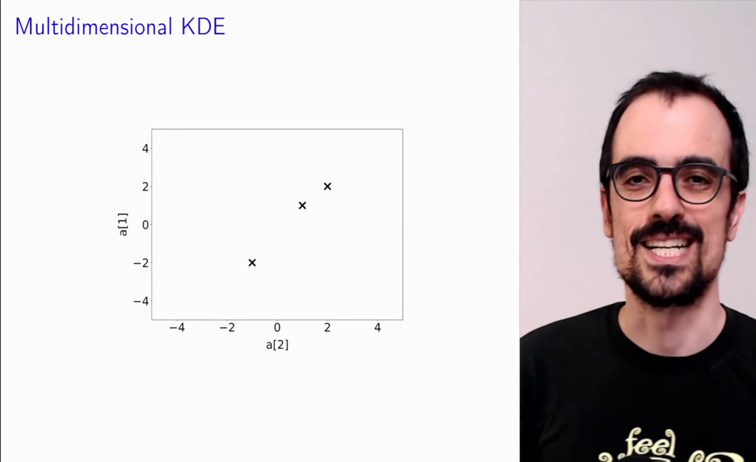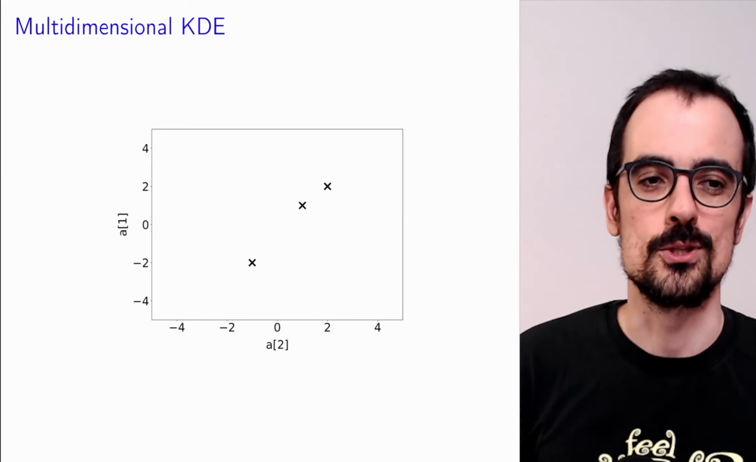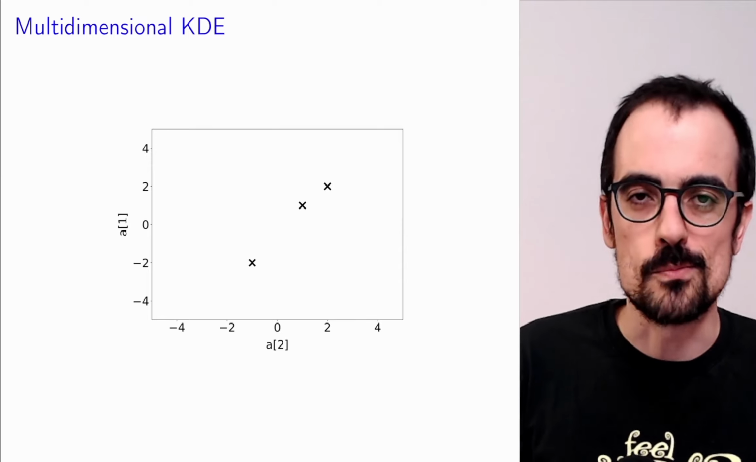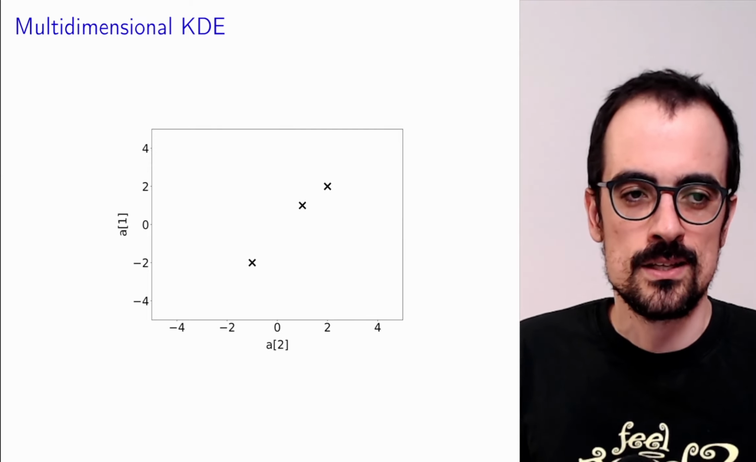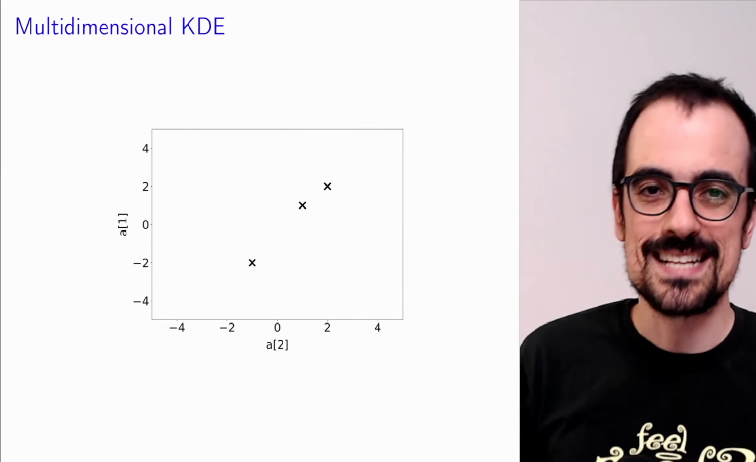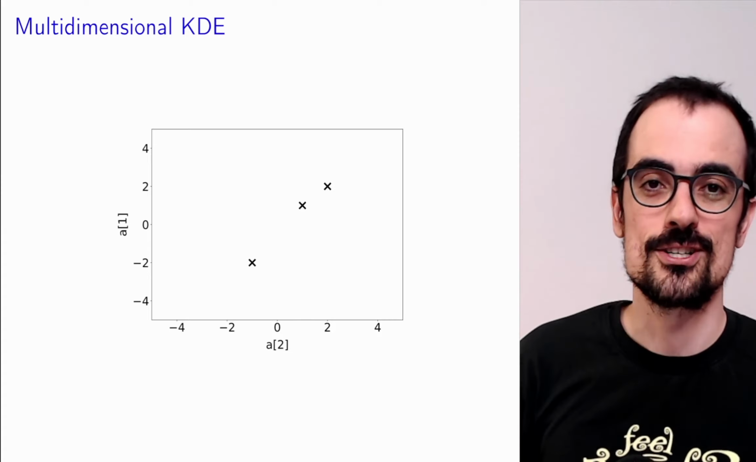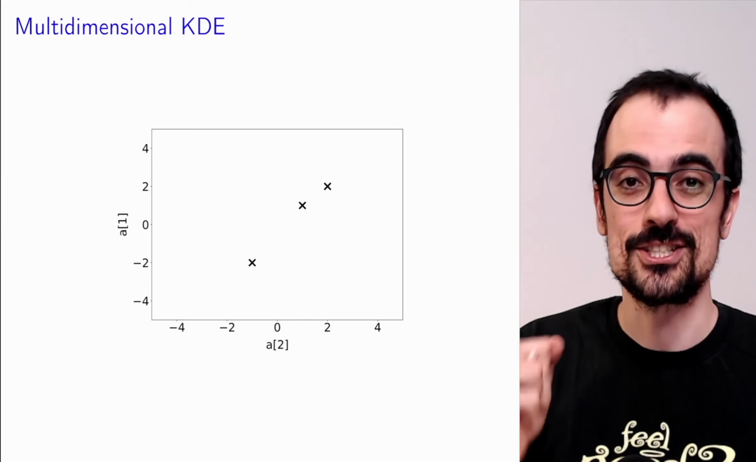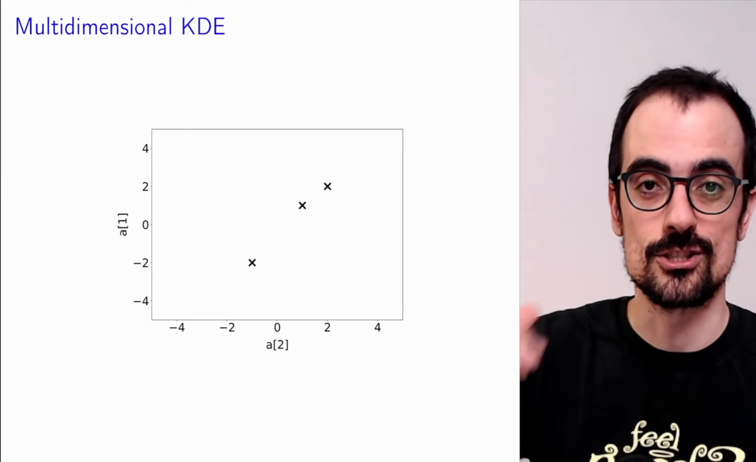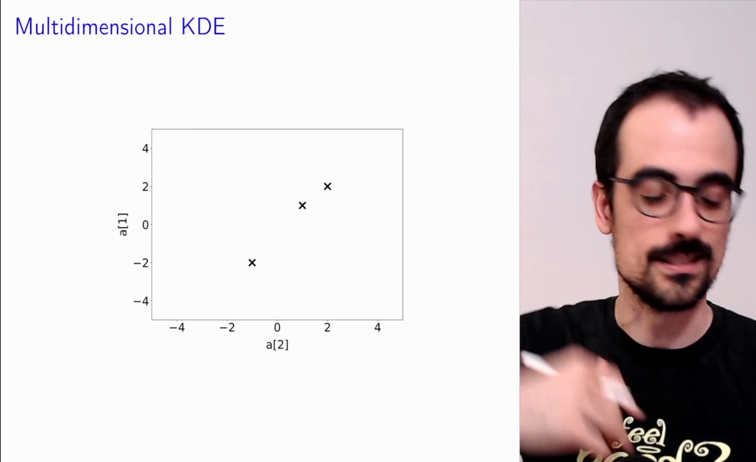So how do we generalize this to multiple dimensions? Think about this for a moment, maybe pause the video. Well, we can apply essentially the same idea, except that now we need to use kernels that are not one-dimensional. In this case, we would need 2-dimensional kernels that have a certain density, right?